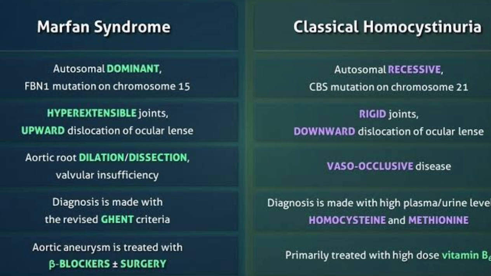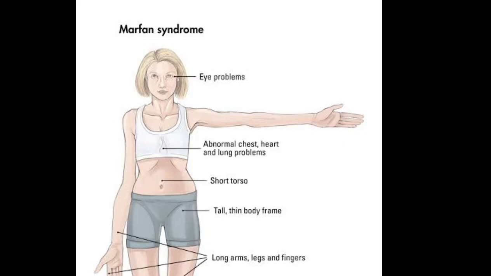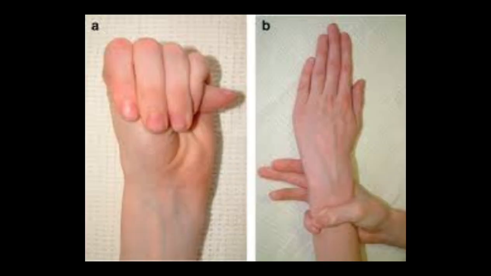The abnormal chromosome is 15, which encodes a protein which is called fibrillin. And on the other hand, in homocystinuria, the abnormality is on chromosome 21. If we discuss Marfan syndrome first of all, we'll discuss its skeletal abnormalities. As you can see in the picture, arm span is more as compared to height, or it is equal to height. And after that, there is arachnodactyly, which means hypermobile joints and hypermobile fingers.